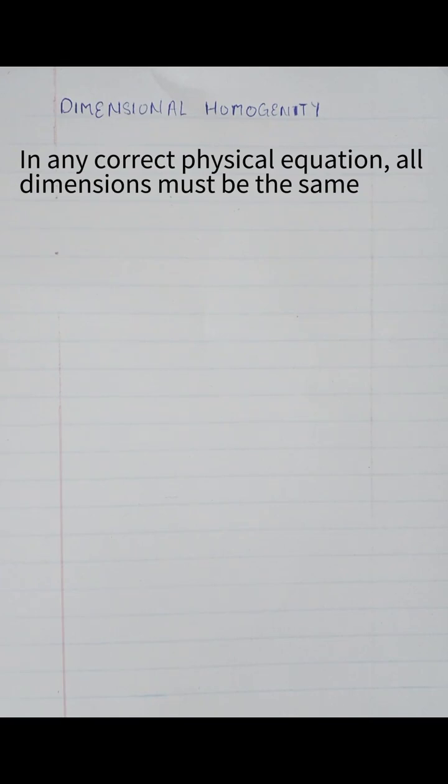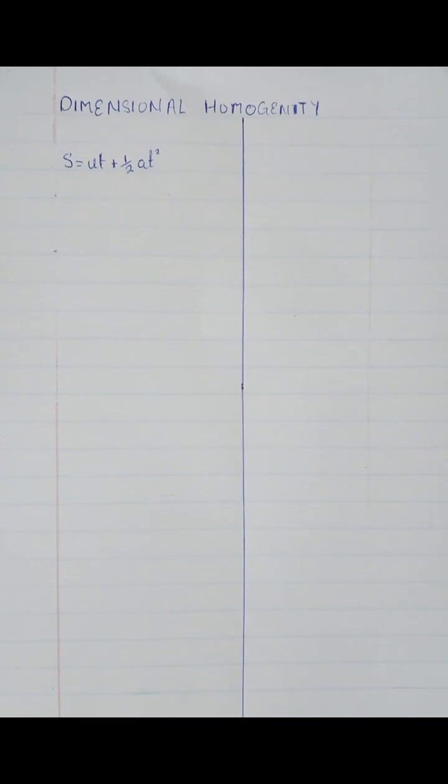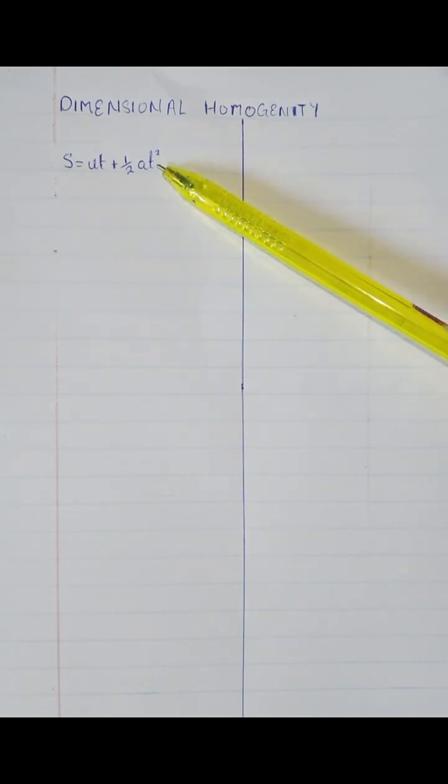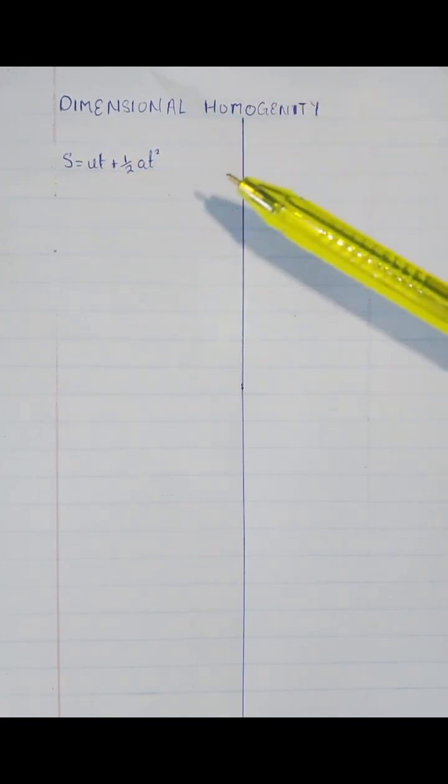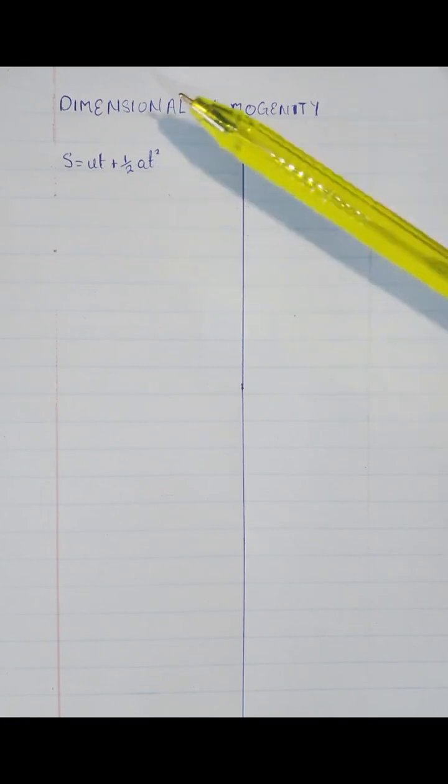So let's try out something. First of all, let's illustrate this whole explanation and concept with maybe an equation. Okay, let's look at one of the equations of motion. So our work now is to determine if this equation is dimensionally homogeneous. That is our primary duty.